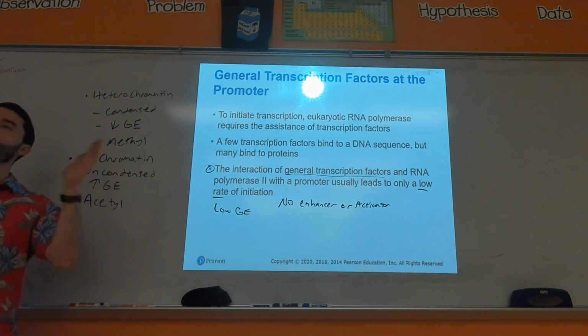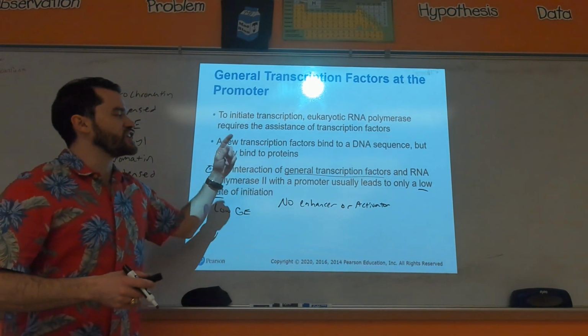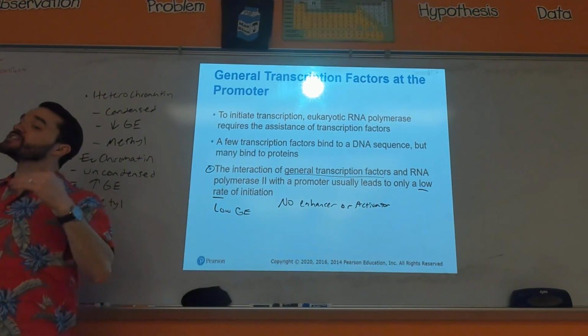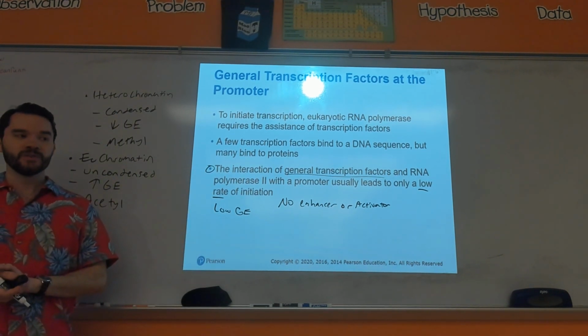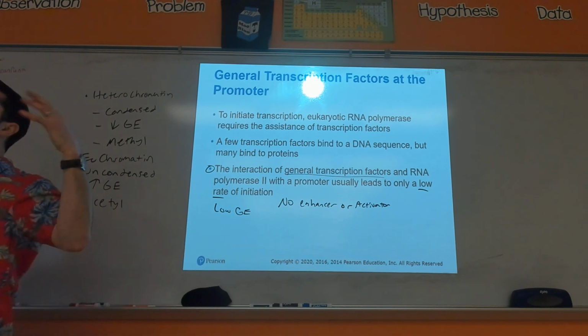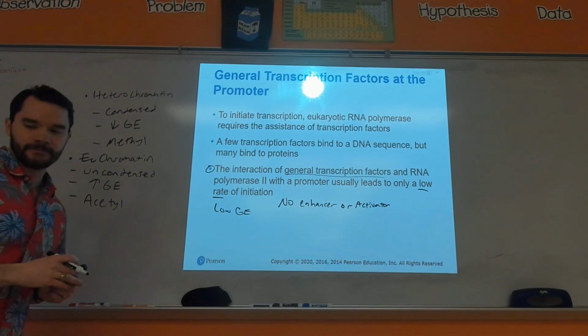It's not, in other words, all or none. It's a little more of a dimmer switch. The enhancers are going to just, again, enhance. If I want to completely shut it off, that's when you have the silencer. Okay? Or you could then attach the methyl groups to the histones around that portion of the DNA and just wind that DNA back around those proteins, if that makes sense. Okay.